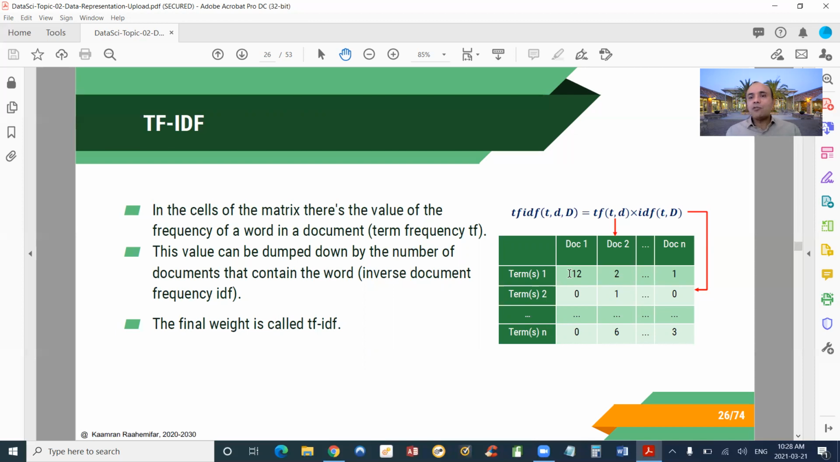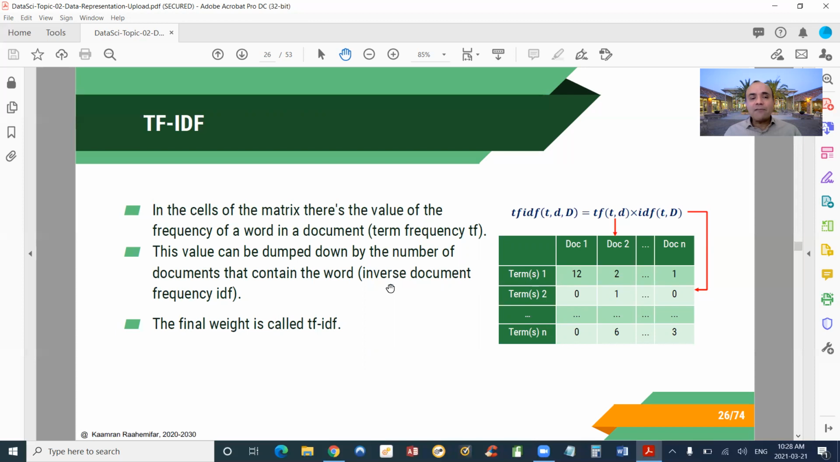So the way I'm going to calculate the TF, I'm going to calculate 12 divided by the number of words that exist in that document. So it's going to be 12 divided by 50. 12 divided by 10,000. That's going to be the significance.